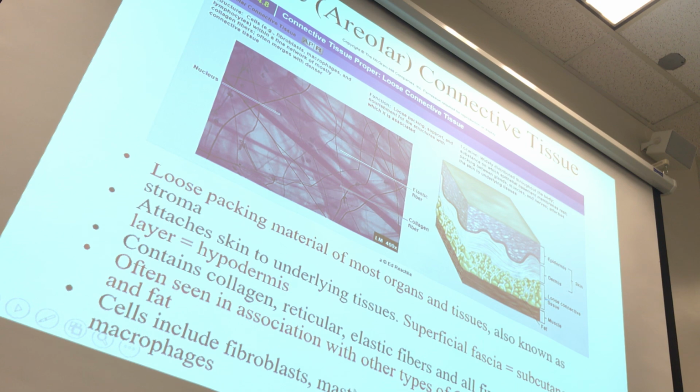Right, often seen in association with other connective tissue. So when we see this areolar connective tissue in the dermis, we're gonna see that it's associated with dense, irregular connective tissue. When we see the areolar connective tissue in the hypodermis, it's gonna be associated with adipose tissue. So they're found in different combinations.